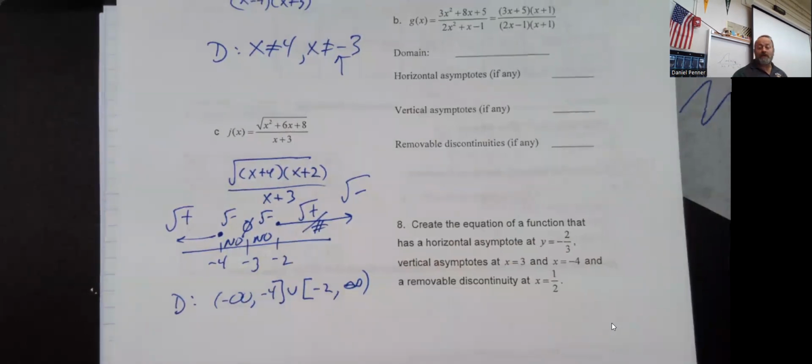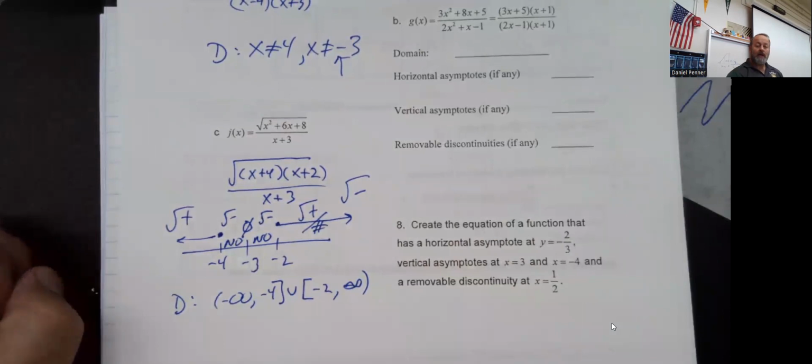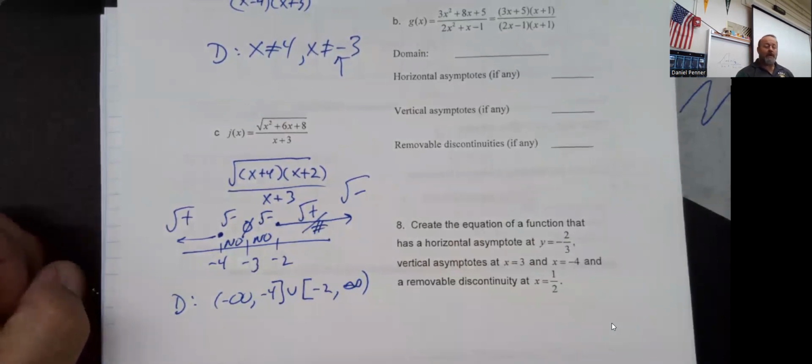It would definitely affect the way the graph looks, but it won't affect what numbers I can plug in and come up with answers. So I hope that that was helpful.